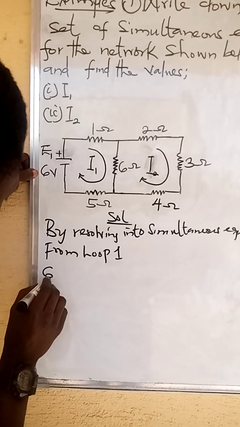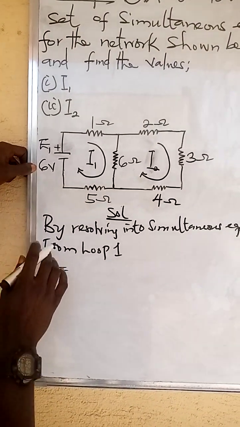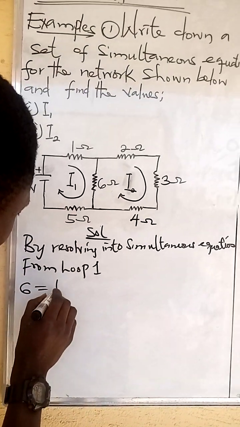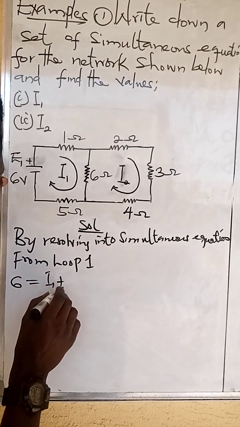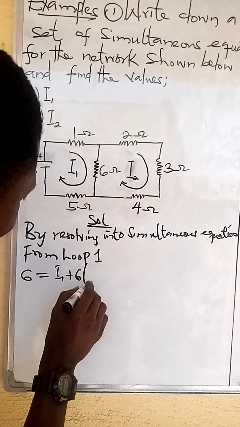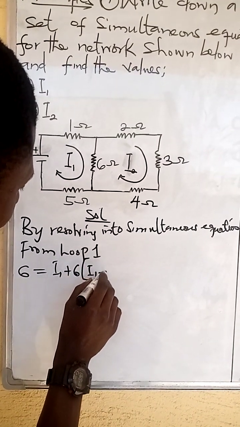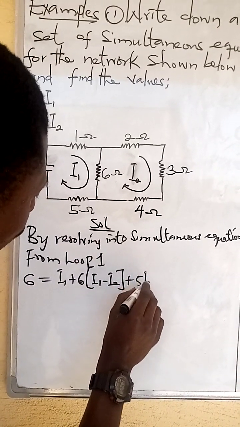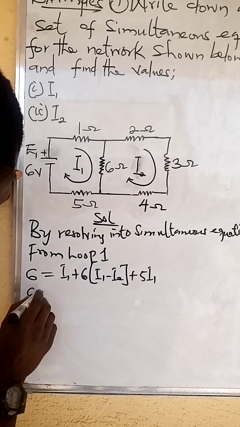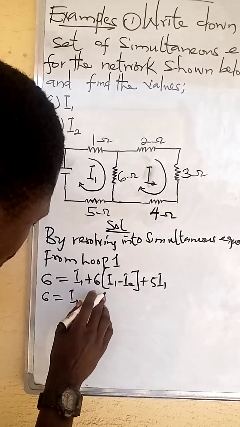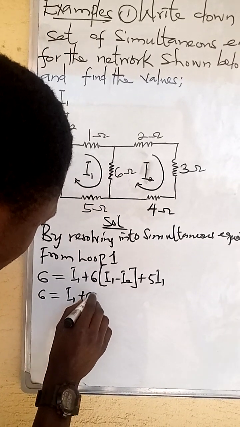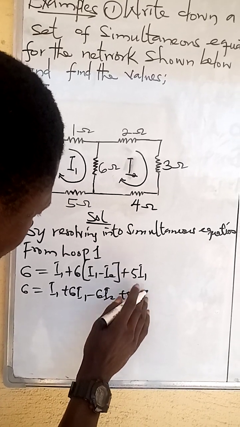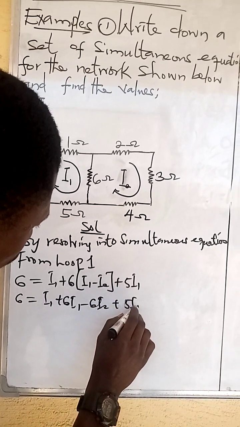we have 6 as our voltage source. It is positive because it started from the positive terminal, equals 1 multiplied by I1 will give us I1, plus 6 into brackets I1 minus I2, plus 5I1. So 6 equals I1. If we open these brackets, plus 6I1 minus 6I2 plus 5I1.